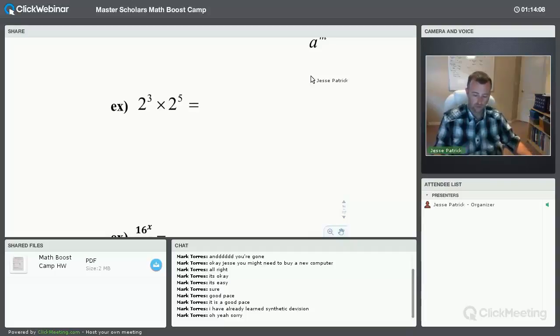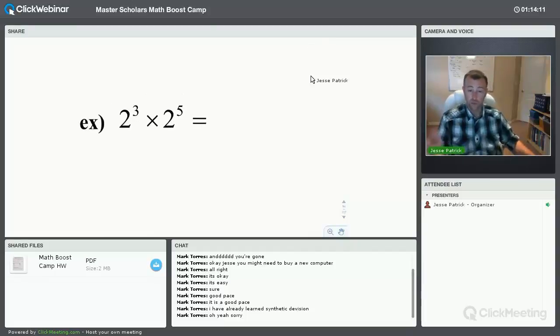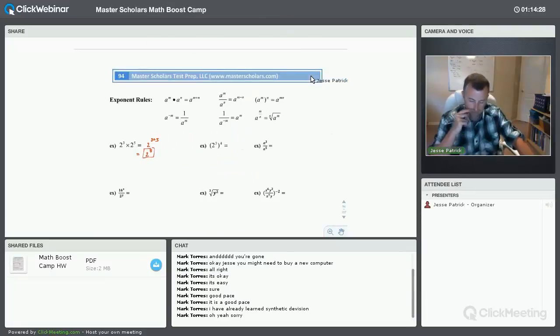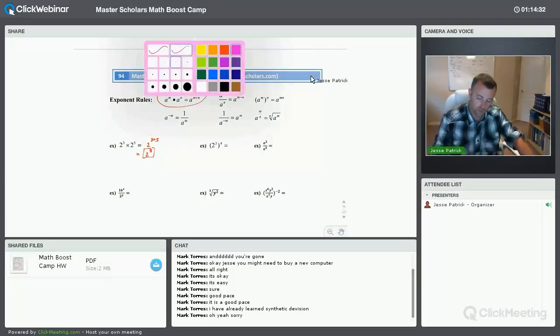Usually the first one people are typically good at, and then after that they have some issues. Remember, you're multiplying. I know your exponent rules. These are just the algebra rules that you probably learned in algebra. You're multiplying, you add your exponents. So this would just equal 2 to the 3 plus 5. So that's 2 to the 8th. We'll just leave it like that. That's usually how it would be left. Again, you multiply, you add your exponents.